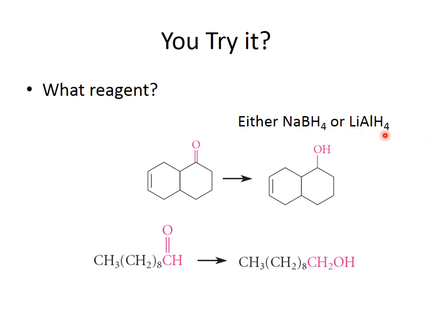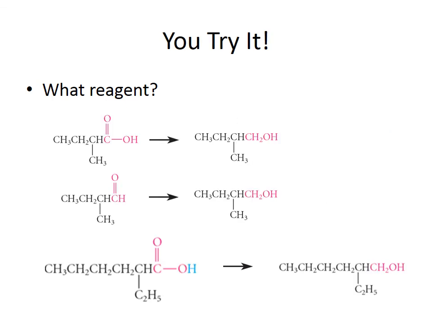When is it that we have to use lithium aluminum hydride? When we have either a carboxylic acid or an ester, lithium aluminum hydride is going to be the reagent needed to take that functional group down to an alcohol. So what reagents do we need for these steps? For this first step, we have a carboxylic acid. To change a carboxylic acid to an alcohol, what do we use? Lithium aluminum hydride, followed by an acid wash.